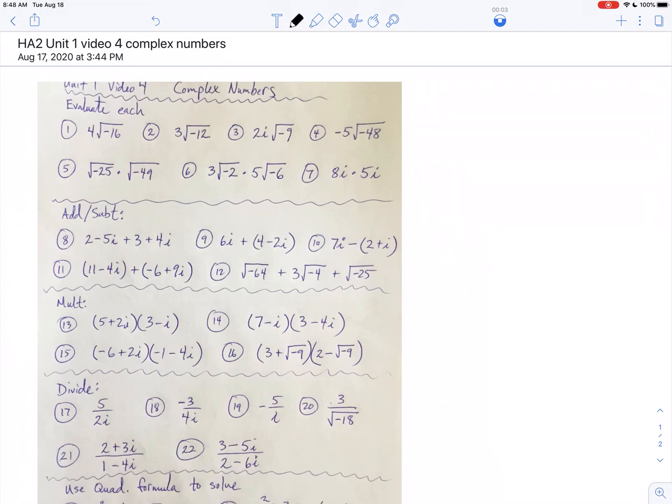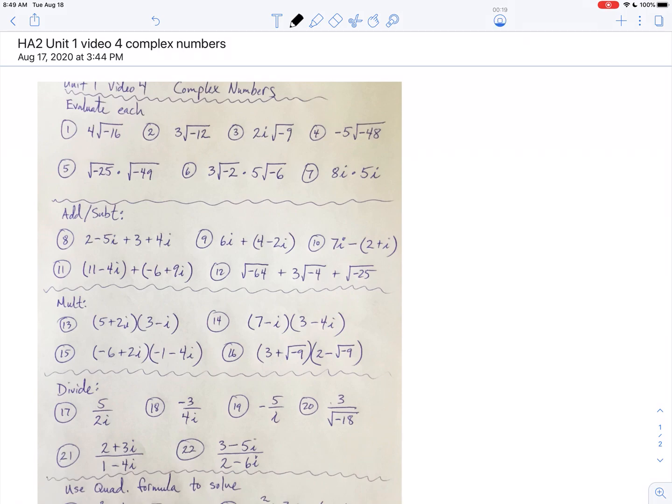Good morning or afternoon. It's morning for me. I'm making this video. It's Unit 1, Video 4, Complex Numbers. Hopefully by now you've got a rhythm with what we're doing. So here we go. This is the assignment.